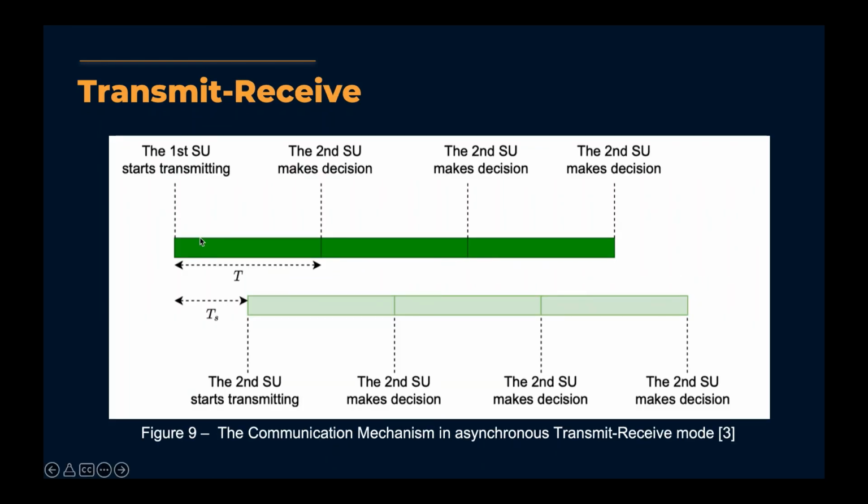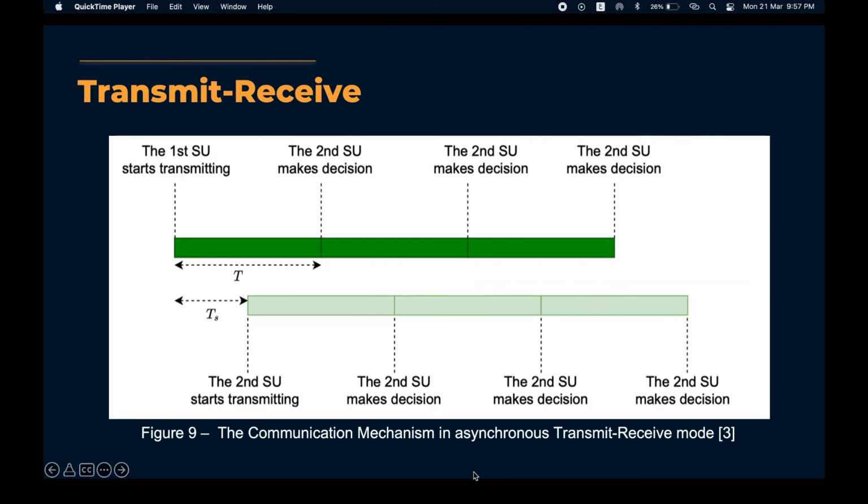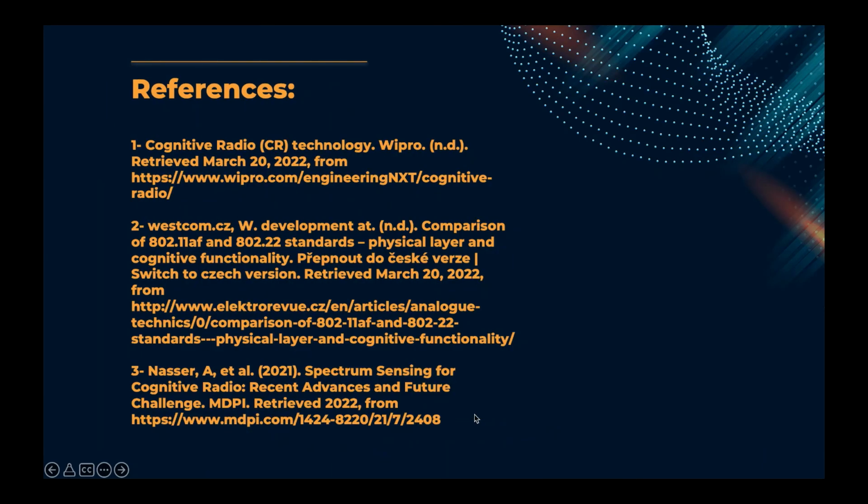Also, another method is called the transmit and receive method. A bidirectional channel will be established between two secondary users, and signal interference cancelling will be used to detect if the primary user is there in the channel. And that's it. Thank you for listening.